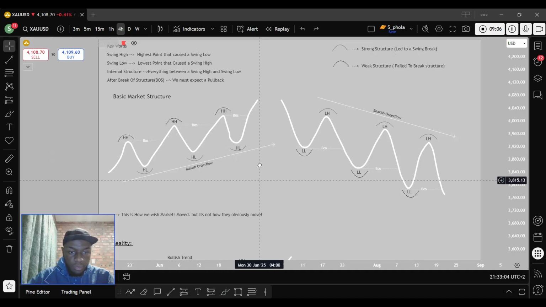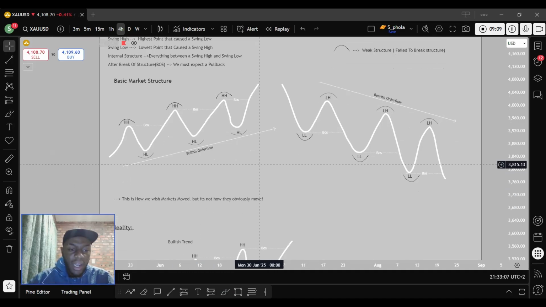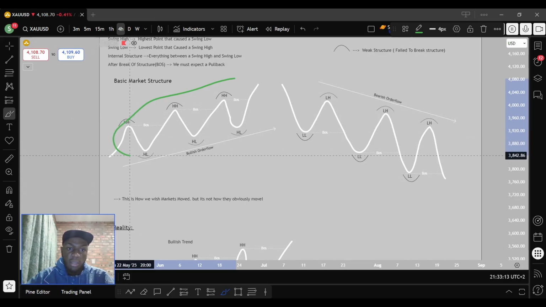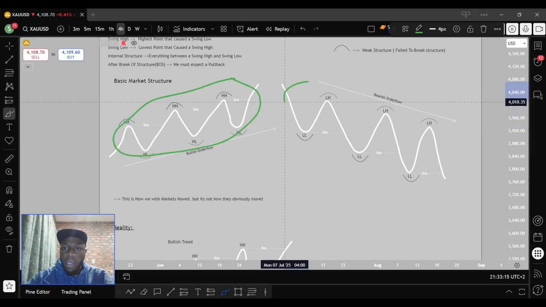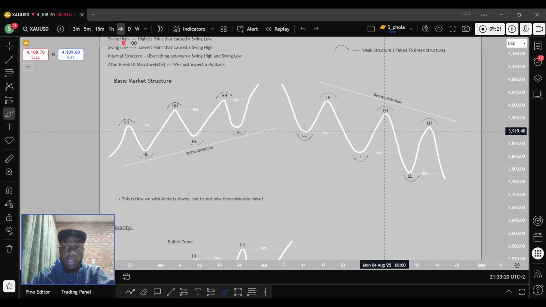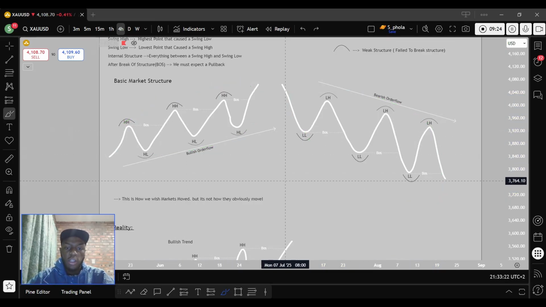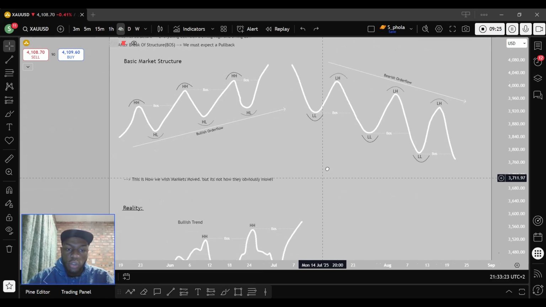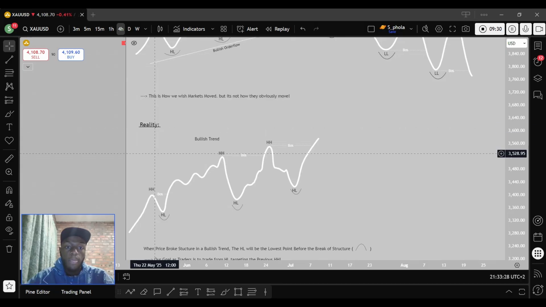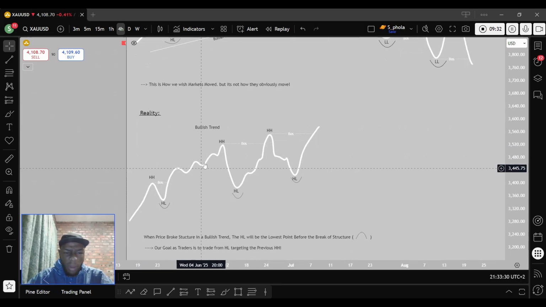So cool. But in real life, we know the market doesn't move this cleanly. In real life, the market is messier than this. Understand? So that is why I'm going to show you how the reality of trading looks. You understand? So in real life, this is how the real charts look.